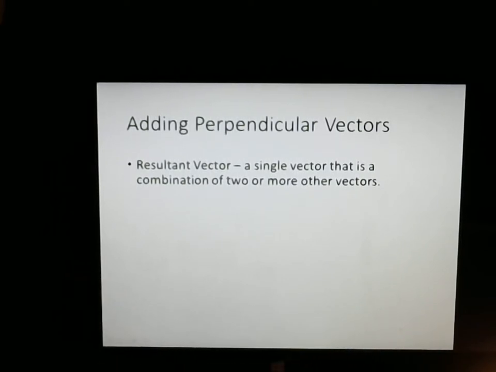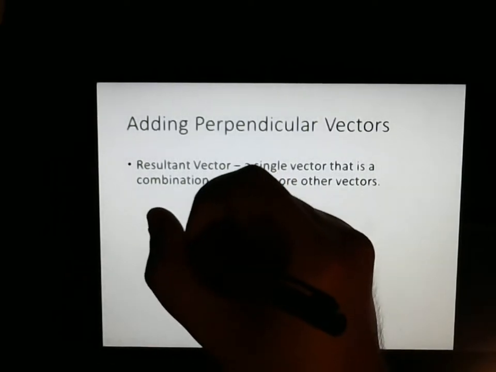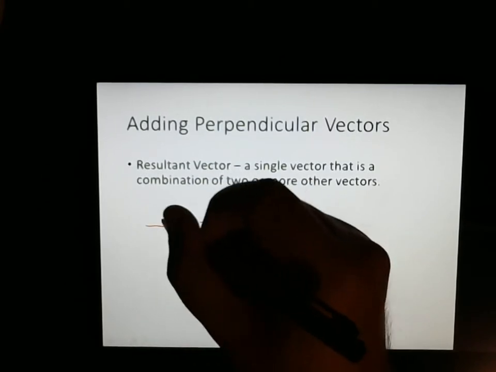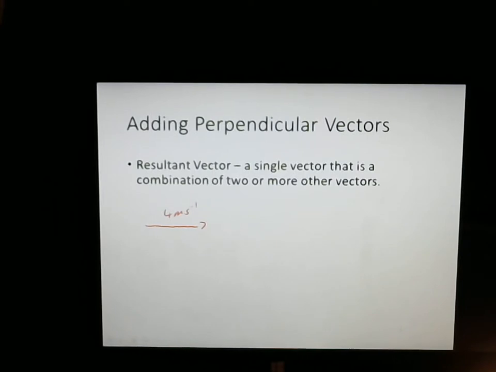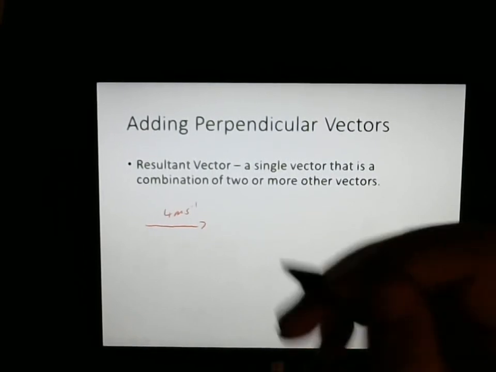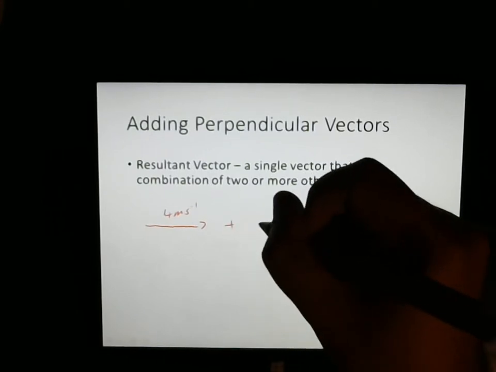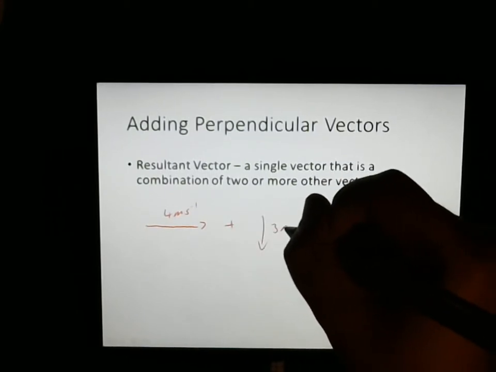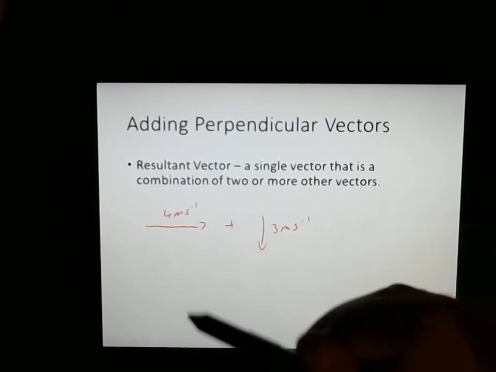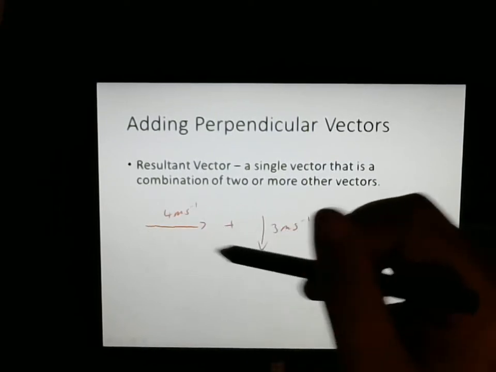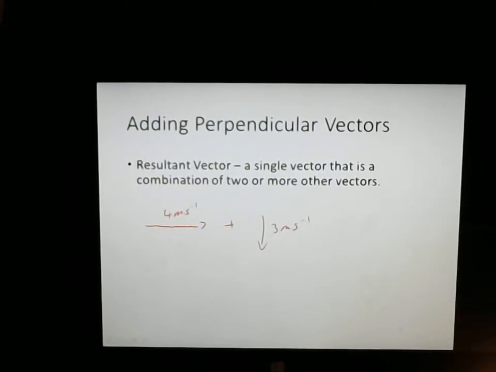So let's use the boat example. A boat travels 4 meters per second east. Remember, we generally draw east to the right on a screen. But it goes across a river, and the river is traveling at 3 meters per second south. So the question is, what is the actual velocity of the boat? We have the velocity from the engines pushing across, and we have the velocity of the river carrying it down.